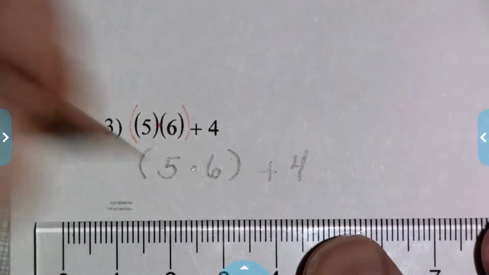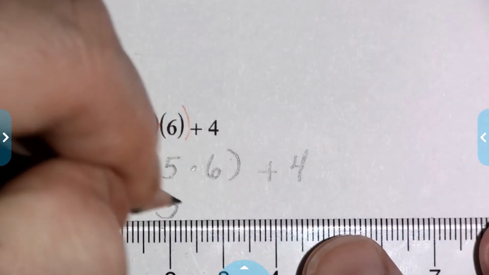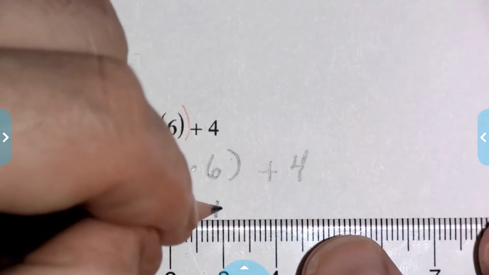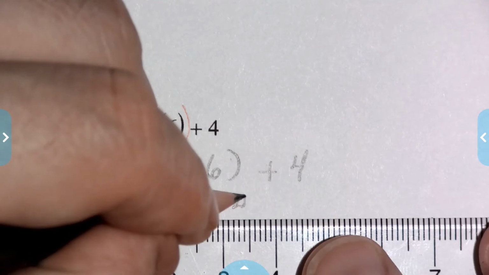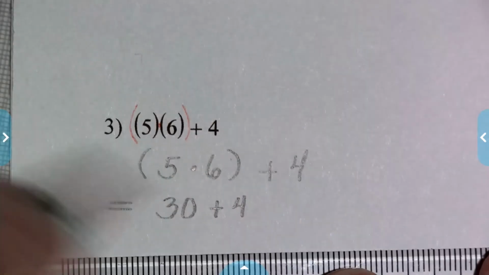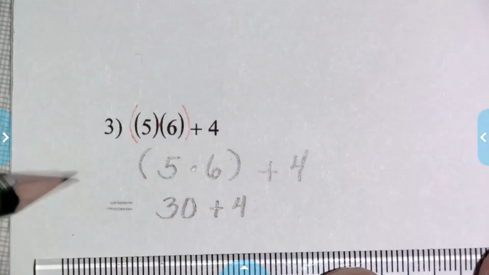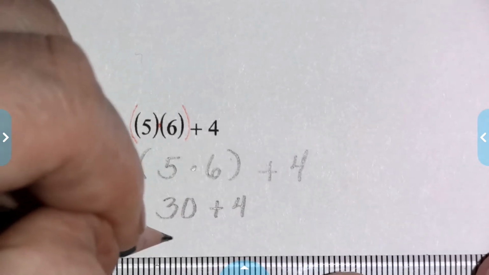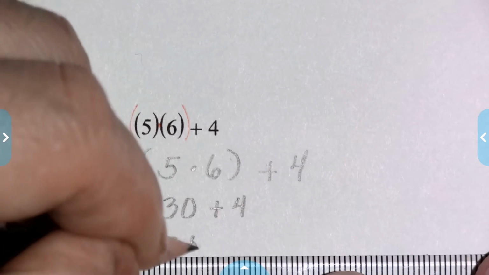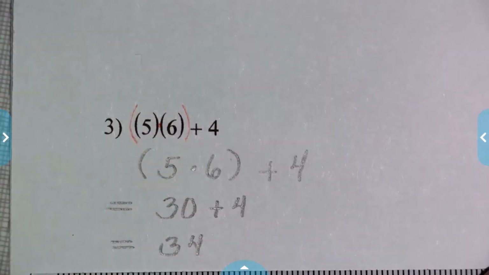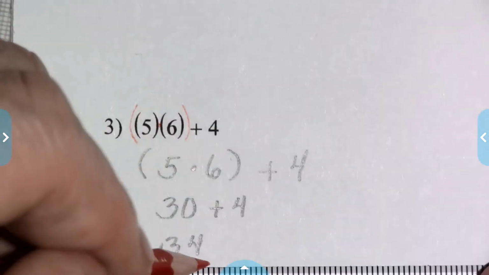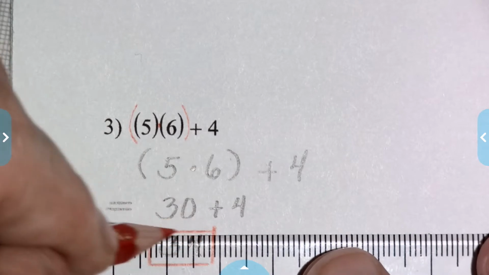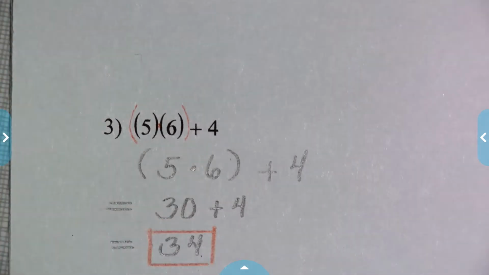Well, 5 times 6 is 30. So I write down 30 and then bring down this plus 4. Okay, notice I didn't just mentally add, right? So now we do 30 plus 4, which is 34. Put that in the red box. And move right along.